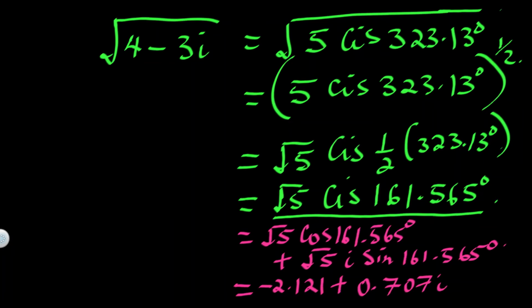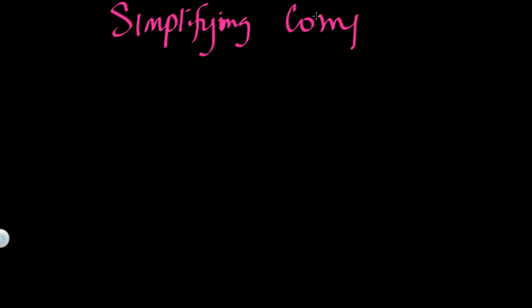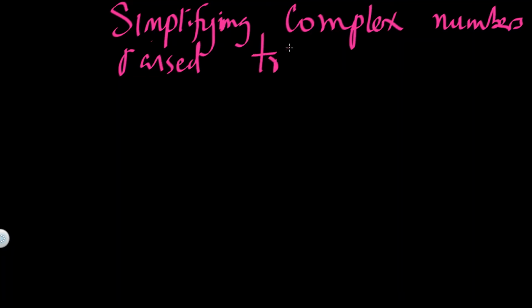Right. We are going to use the same approach. We convert first to polar form. Here we're simplifying complex numbers raised to large powers. Sometimes we don't have to apply De Moivre's theorem. We can just simply apply our knowledge of algebra. Let's say it's raised to the power of 2. That is quite straightforward. You just open two brackets and apply the FOIL method.